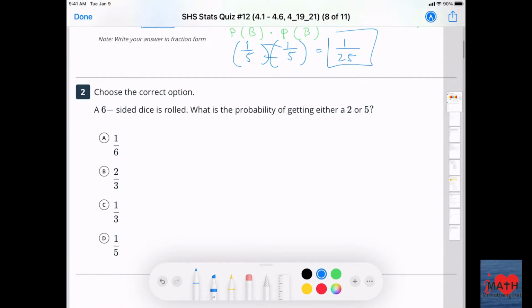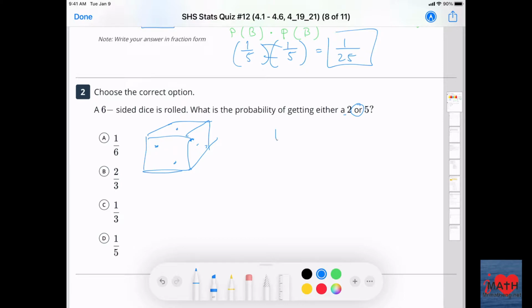All right, question number 2. Choose the correct option. A 6-sided dice. You know this thing, you guys remember this? And it has a bunch of different numbers on it. I don't know what it looks like, but it has all the numbers, right? What is the probability of getting either a 2 or a 5? Question, how many times is this dice being rolled? Only once. Okay, it's only being rolled once.